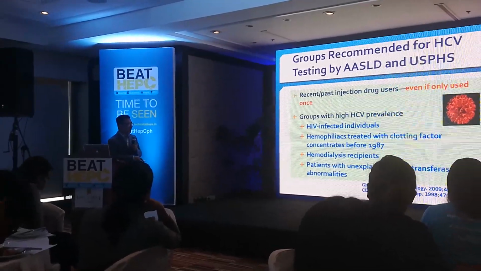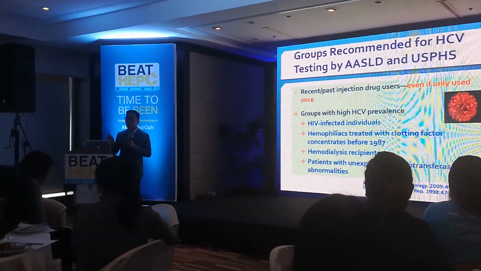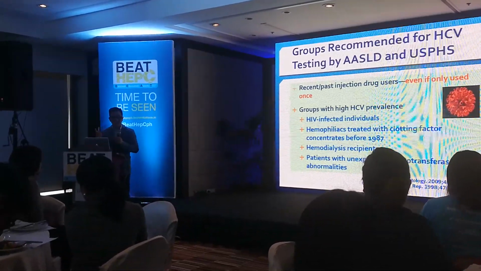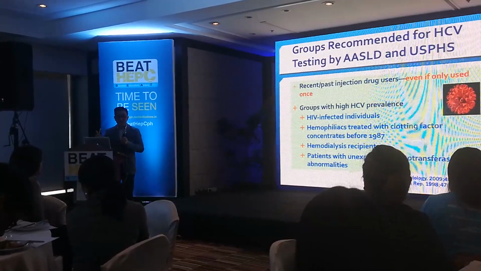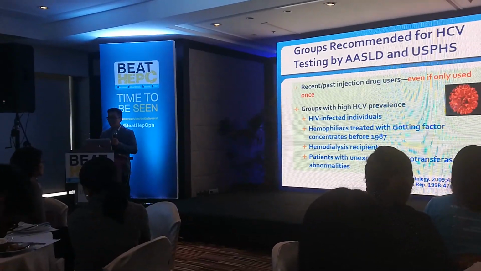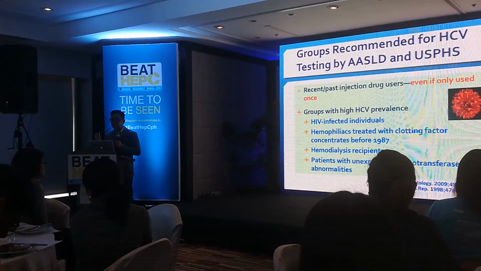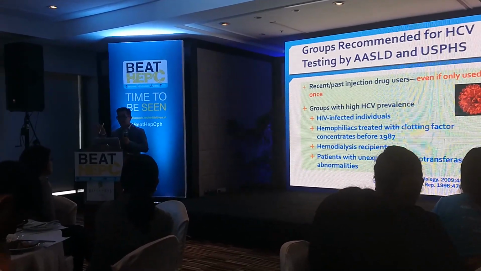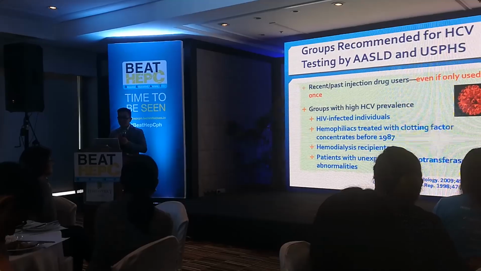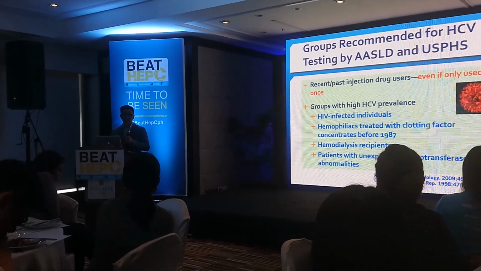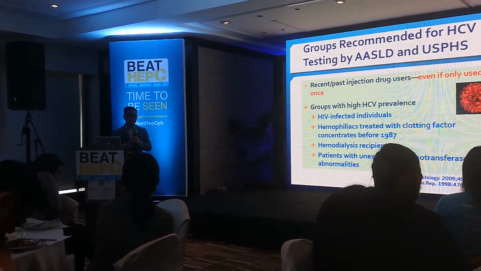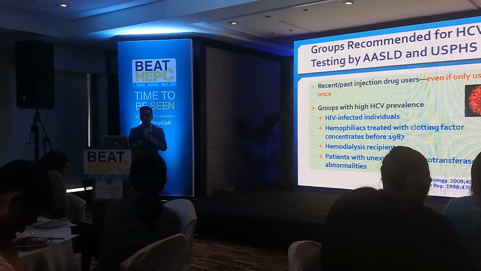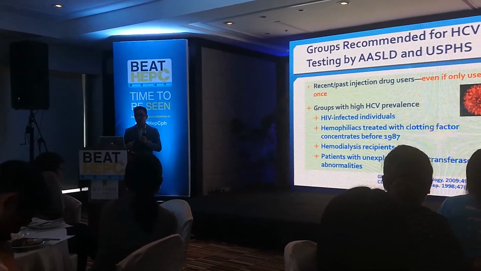Then patients with unexplained aminotransferase elevation. Ano ba yan? And I'm pretty sure sa mga nag-general check-up dito, you've heard about SGPT and SGOT, or ALT or AST. So if you have persistent elevation of both transaminases, or particularly ALT, and your doctor cannot find any other reason to explain that, then you need to be screened for hepatitis C as well. Particularly if you have unknown exposure or unknown higher risk behavior. Okay?